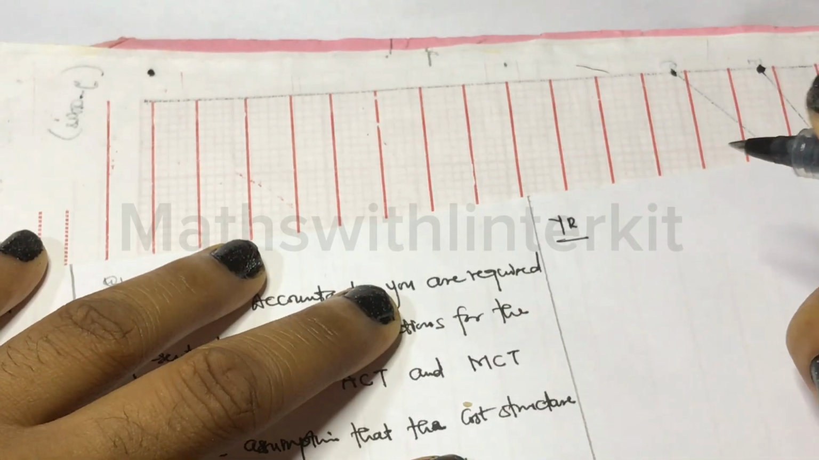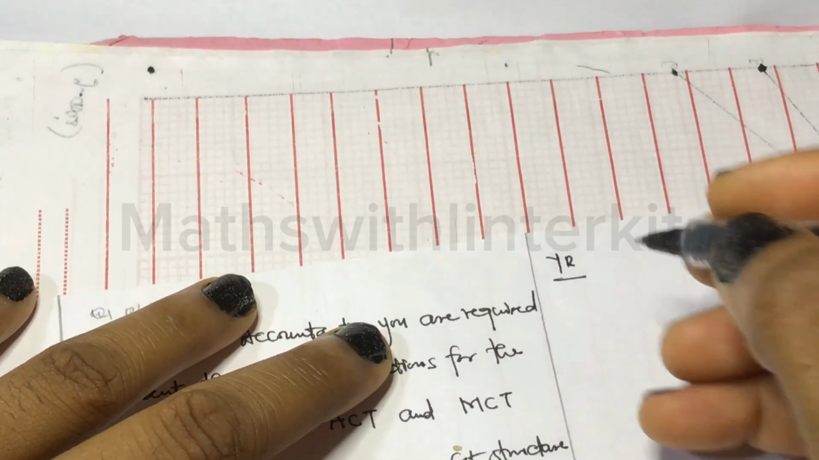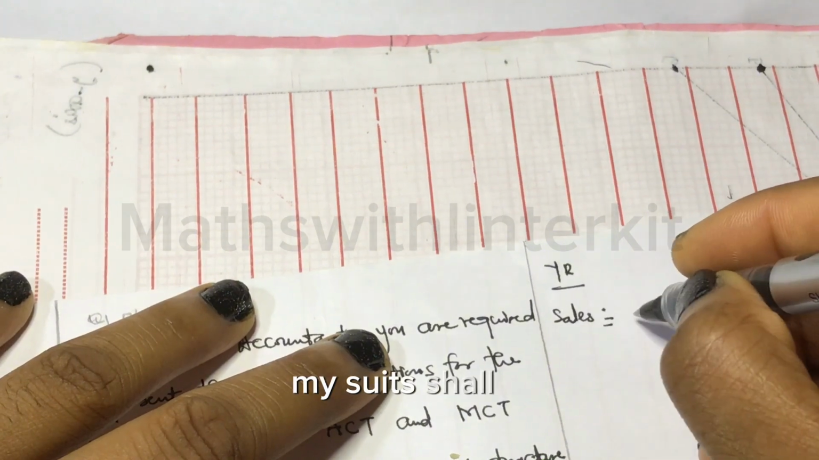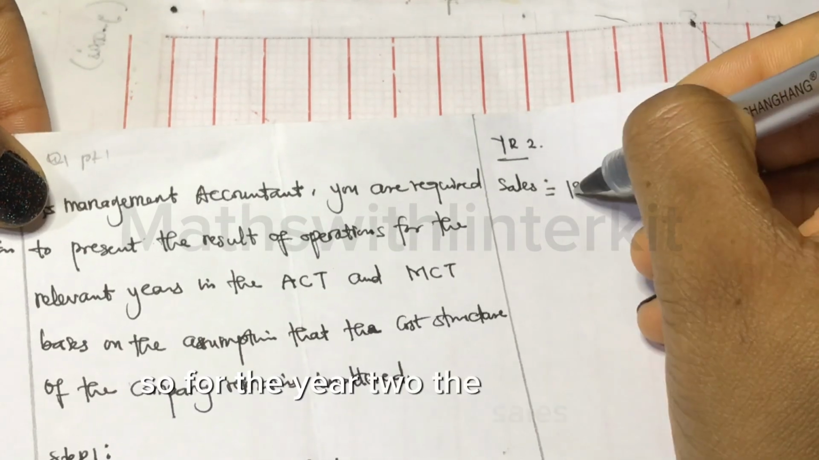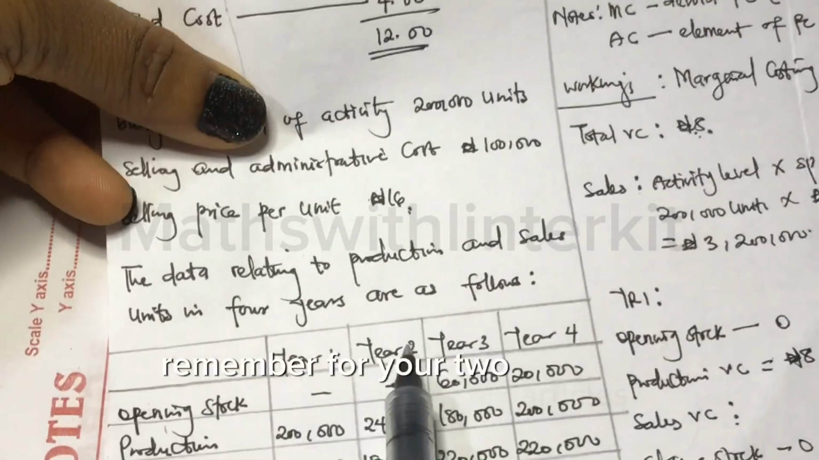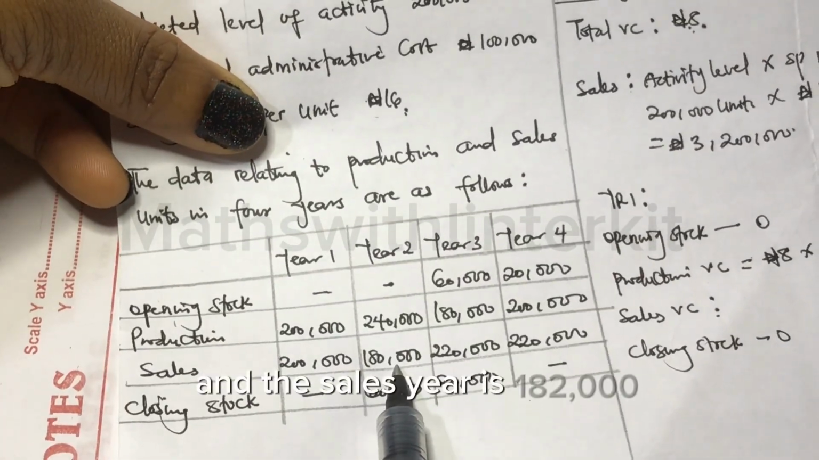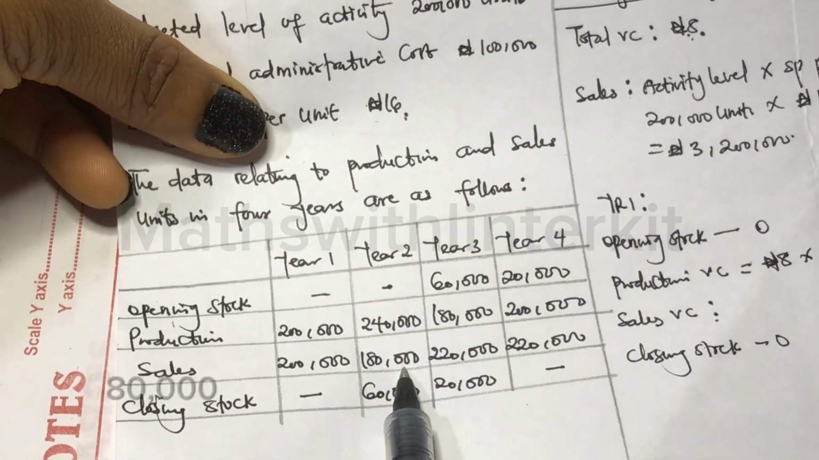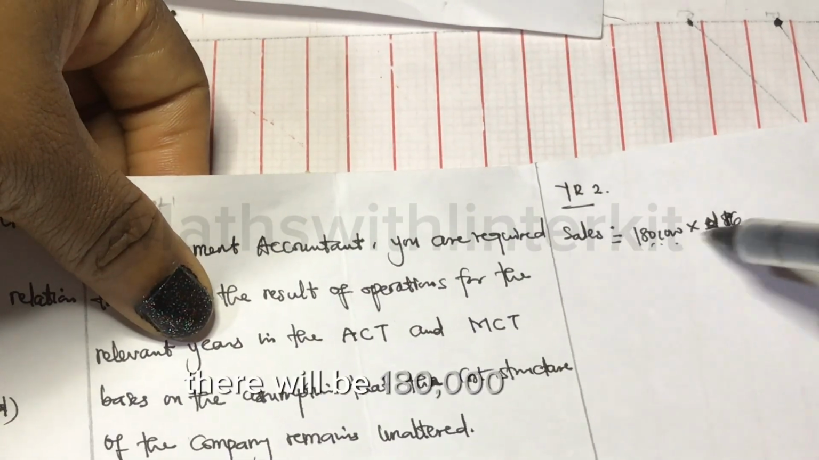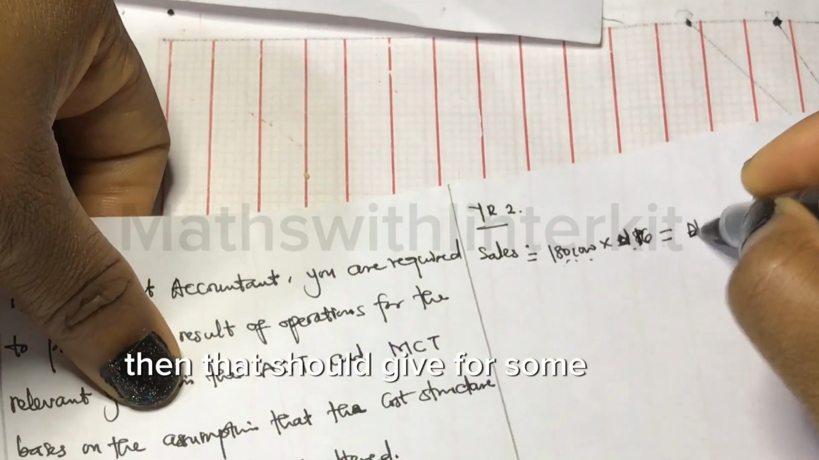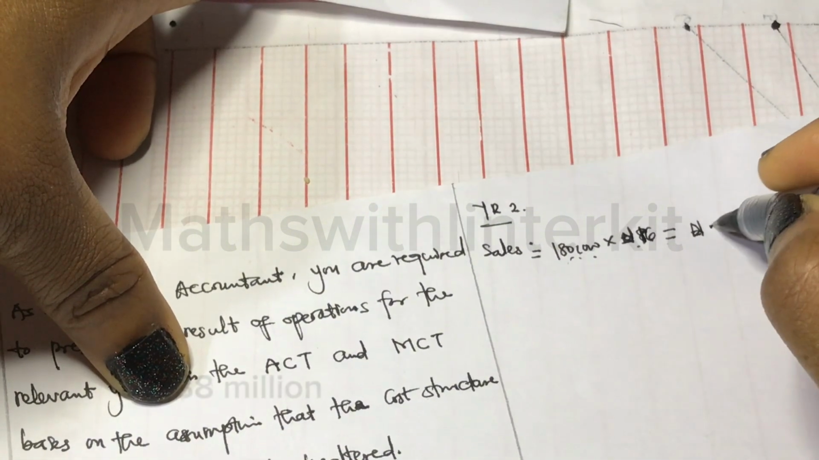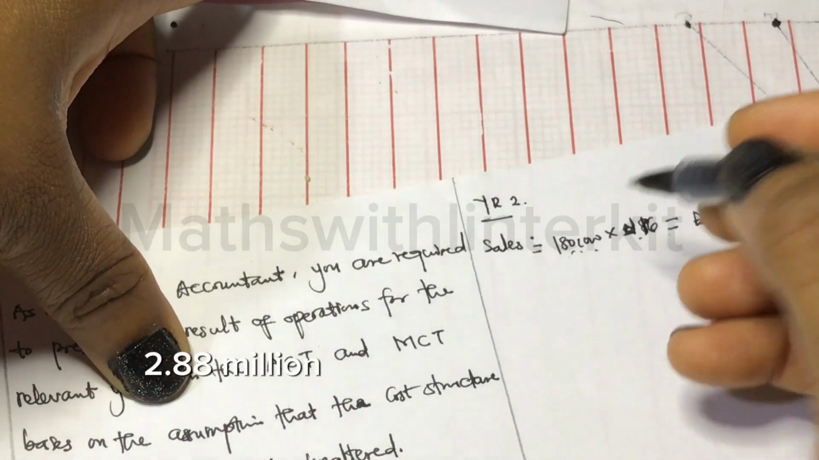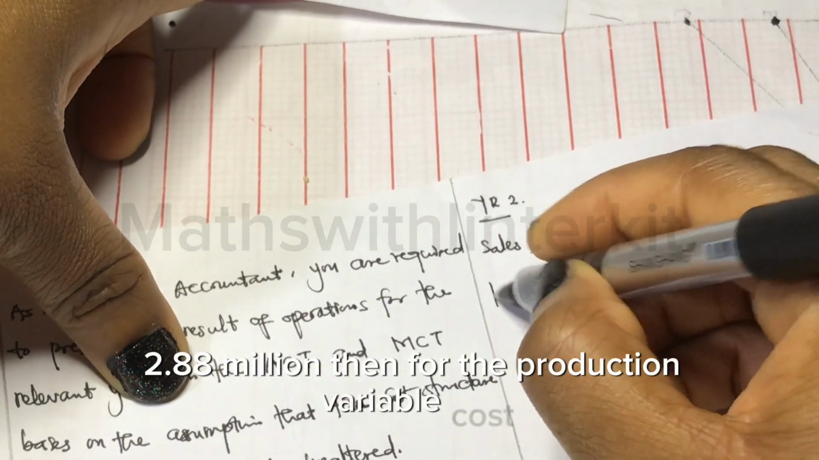For year 2, our focus is year 2, and the sales unit here is 180,000, and the selling price per unit is 16 naira. So to get the total sales in value, that will be 180,000 times 16 naira. Then, using my calculator, that should give us 2,880,000.